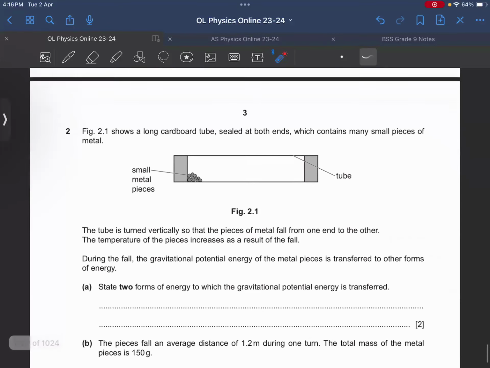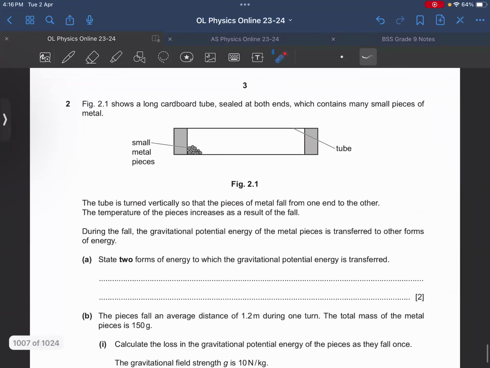Now this next question, question number 2, 2.1 shows a long cardboard tube sealed at both ends which contain many small pieces of metal. The tube is turned vertically so that the pieces of metal fall from one end to the other. The temperature of the pieces increase as a result of the fall. During the fall, the GPE of the metal pieces is transferred to other forms of energy. Say two forms of energy to which GPE is transferred. अब ये गिर रहा है, इसने आपको यहाँ पर बता भी दिया टेम्परेचर बढ़ रहा है.